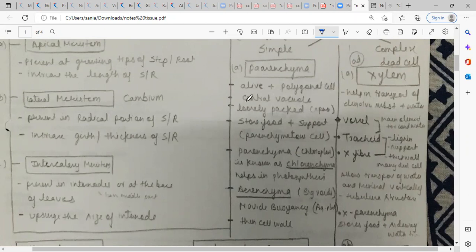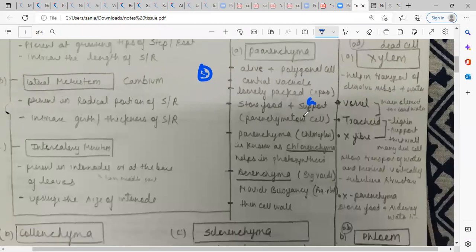Next, parenchyma has a central vacuole. Next, loosely packed, like they have space between them. Next, it stores food, plus it gives support, because of the material present in parenchyma. So parenchymatous cells perform these two functions.